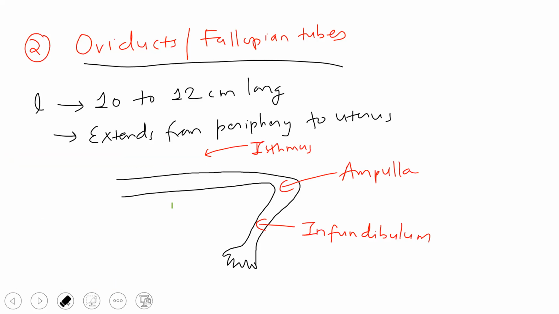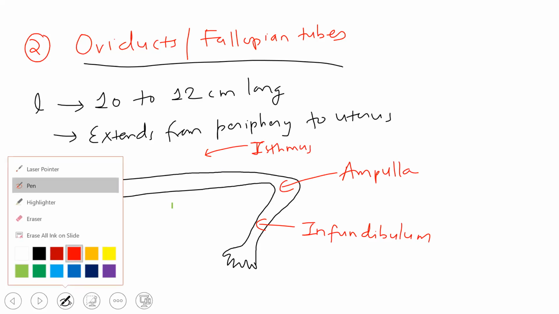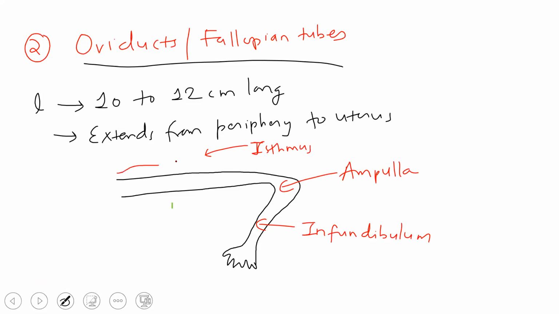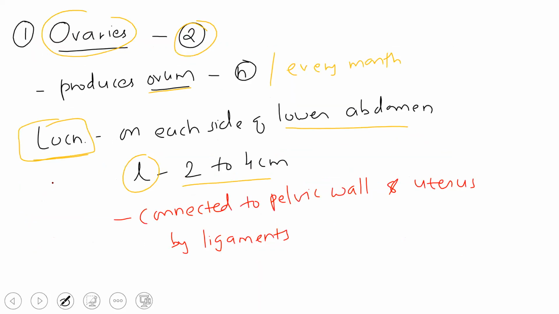So isthmus, remember, make sure it is very clear. You should know what part is what. Frequently they ask this question. So this is how there are three parts in a fallopian tube or oviduct. They will collect the egg from the ovary.